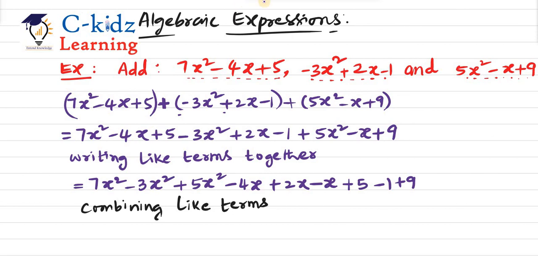Look at this. 7 minus 3 is 4, 4 plus 5 is 9. Be careful with the signs. 7 and then minus 3 is positive 4, and then plus 5 is 9. So which is 9x square. Hereafter, x terms: minus 4 plus 2 is minus 2, and then minus 1 is minus 3, so minus 3x. And then look at the constants, we have 3 constant terms. 5 minus 1 is 4, 4 plus 9 is 13, plus 13. So this is our required final answer.